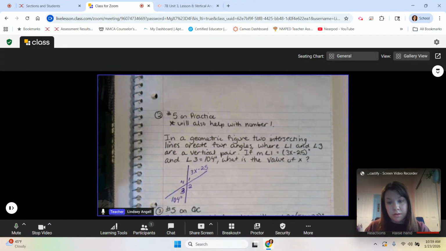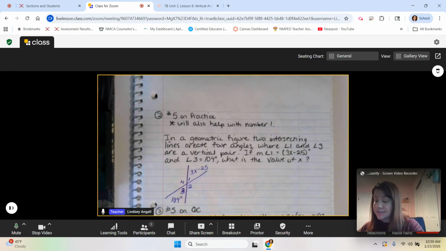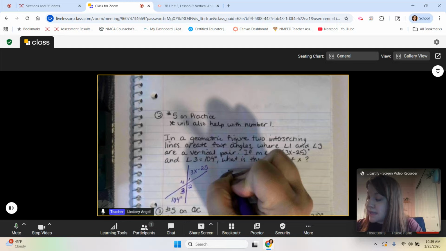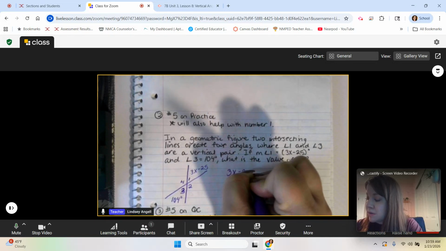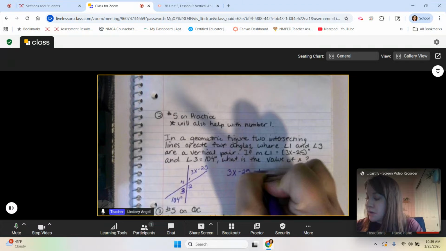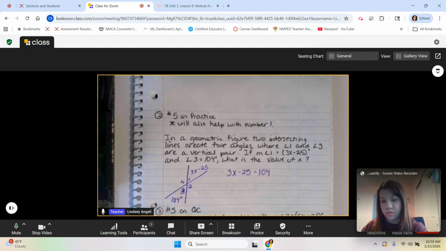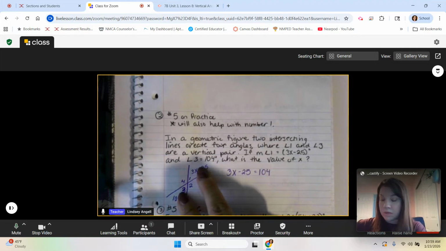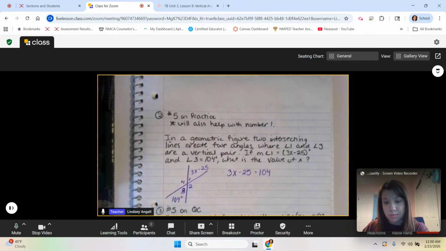Okay, well, from what we understand and what we know about vertical angles, we know that those are equal to each other. So to set up our equation and to solve for x, we need to say, okay, 3x minus 25 is equal to 104, right? Those equal each other because of their relationship.